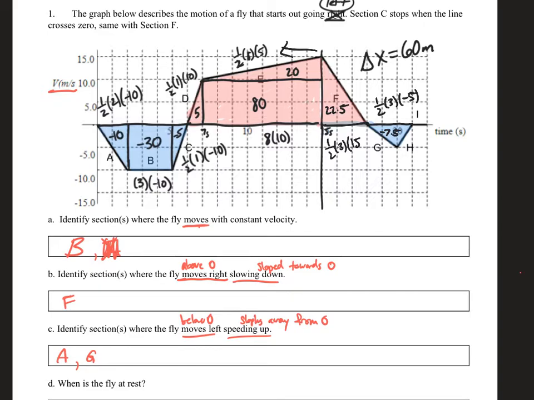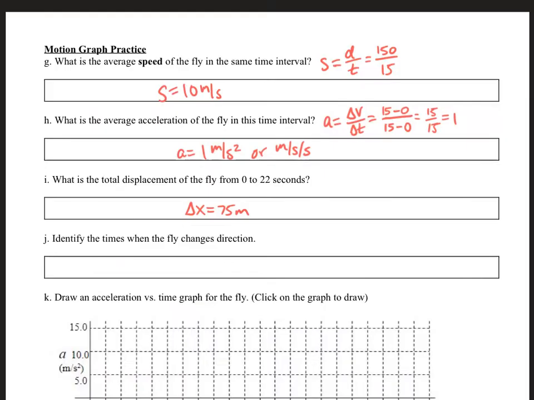So to get the new displacement from all the way to 22 seconds, then I'm going to add 22.5 to that because that's positive, and subtract 7.5 from that as well. So 60 plus 22.5 minus 7.5 gives you a total displacement of 75 meters from beginning all the way to the end. So our displacement here is 75 meters. Now we can move on to the next question.